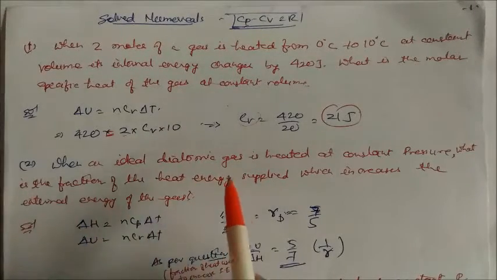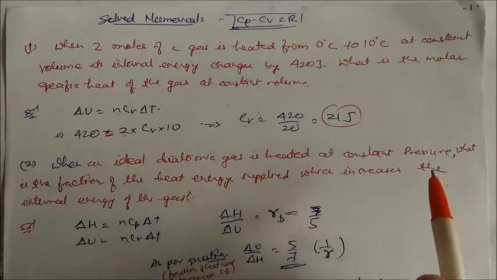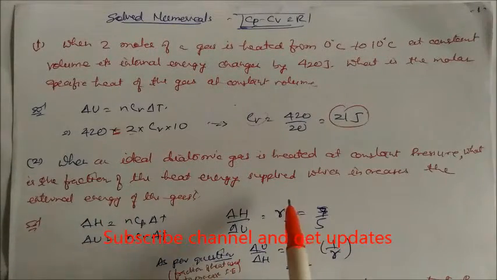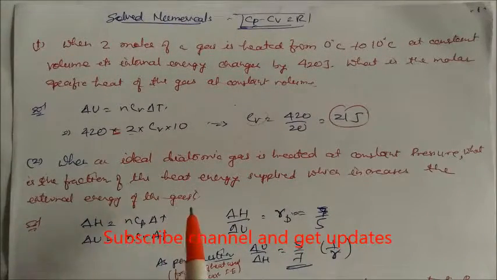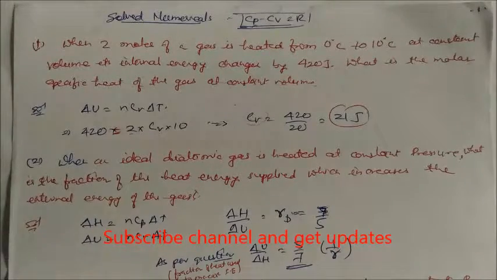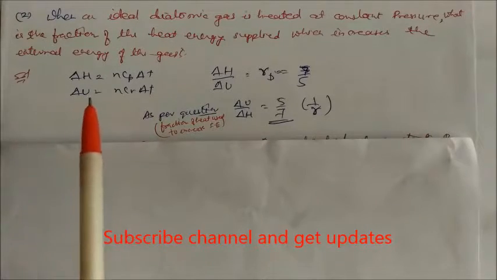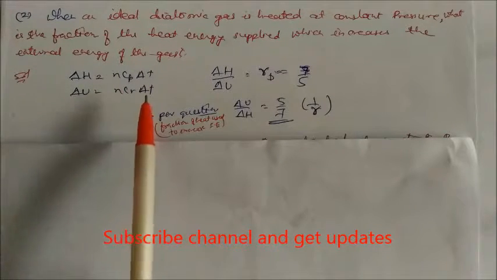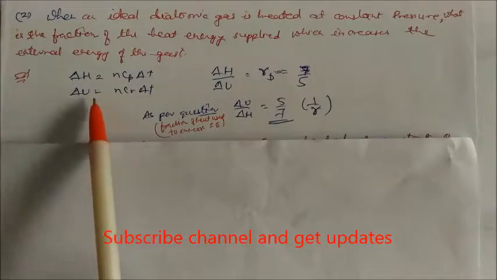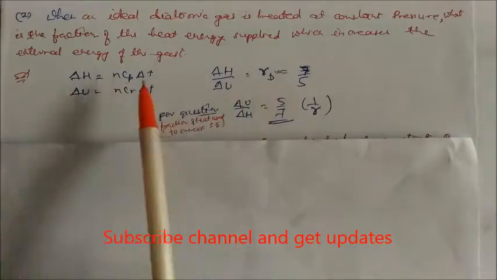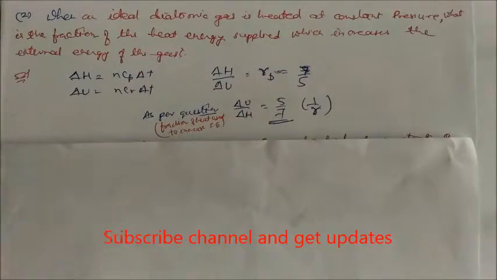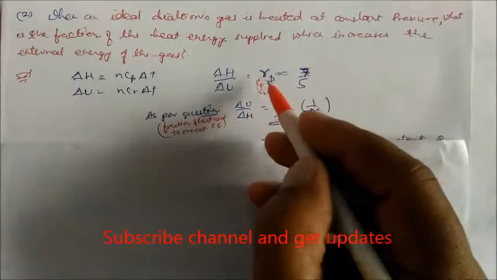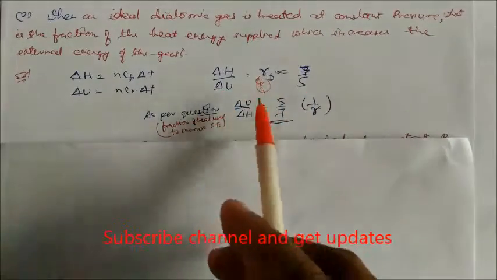When an ideal diatomic gas is heated at constant pressure, what is the fraction of the total heat energy supplied which increases the internal energy of the gas? So delta H is equal to n into Cp into delta T, and delta U is equal to n into Cv into delta T. If you take the ratio, you will get Cp by Cv, that is nothing but gamma, which for a diatomic gas is 7 by 5.